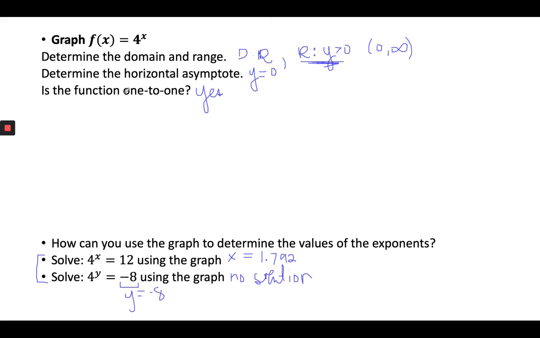Some of them are going to have really nice solutions. Like, for instance, 4 to the m power equals 16. This one has a nice solution because we know 4 squared is equal to 16. Then we know that m value has to be 2. Some of these aren't going to have very nice solutions, like 4 to the x power equals 12. It isn't a nice integer to get our answer. And then sometimes we're going to have things that have no solutions, for instance, if what we're trying to get for our output happens to be outside of our range.